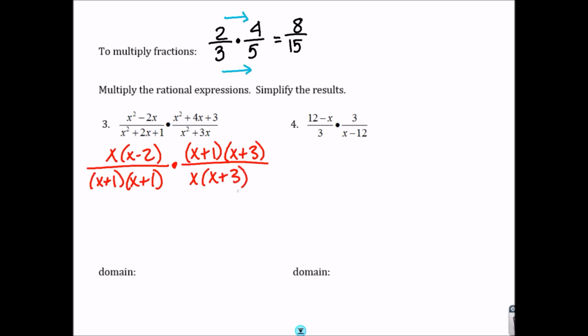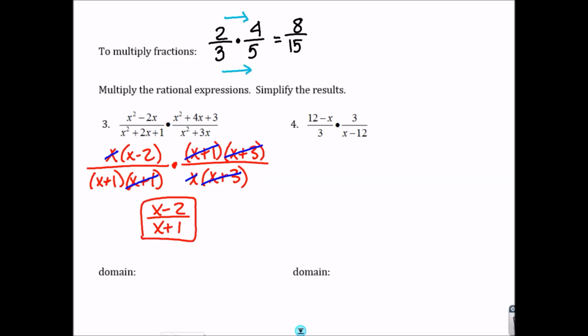So again, we just want to cancel out factors in the numerator and denominator that match. So we have an x plus 3 and an x plus 3 in both the numerator and denominator. We have an x plus 1 in both the numerator and denominator. And we have an x in both the numerator and denominator. So we can go ahead and cancel all of those out. As long as one factor is in the numerator and one's in the denominator and they are identical, we can cancel them. So we are left with x minus 2 over x plus 1.